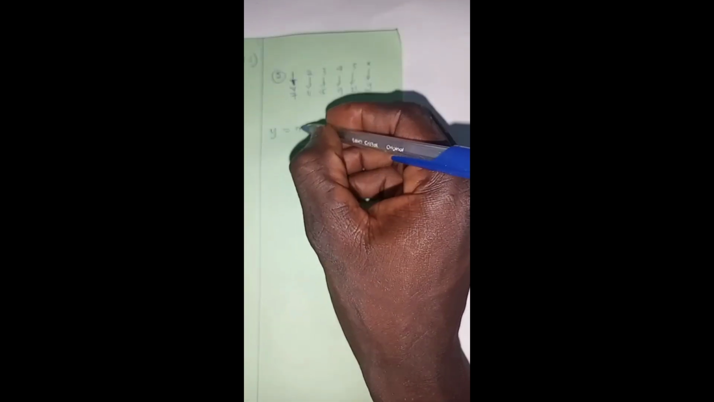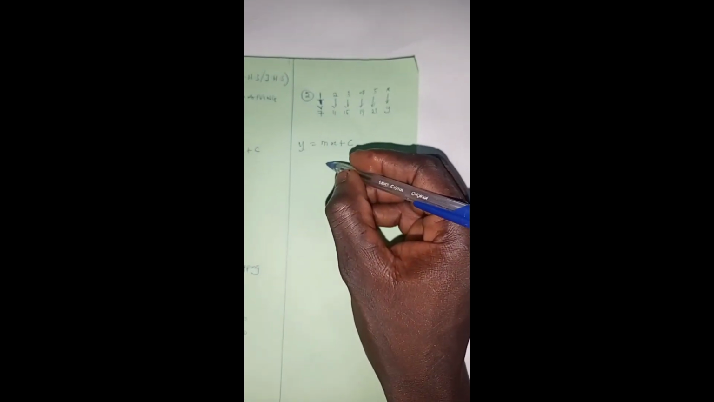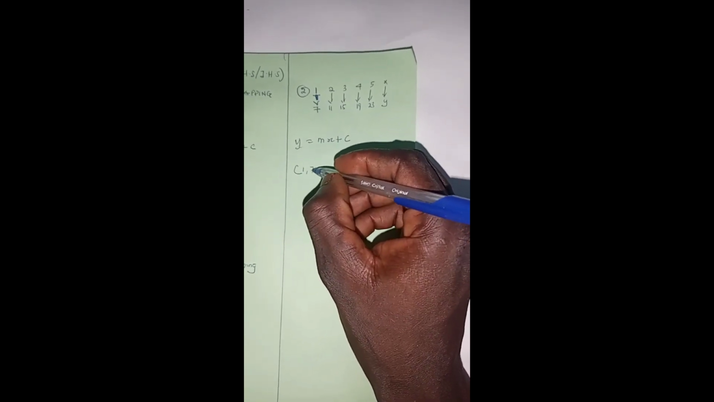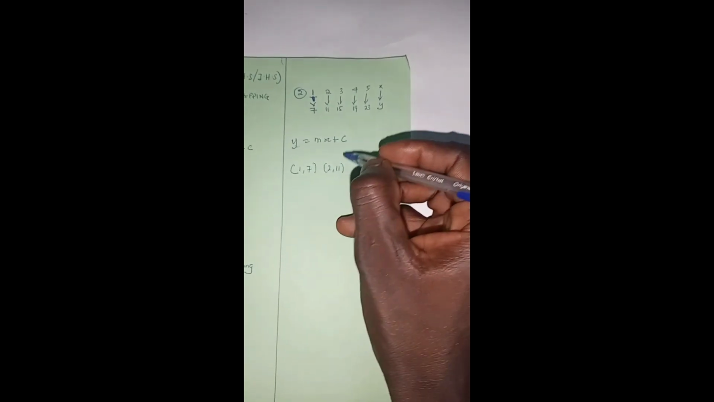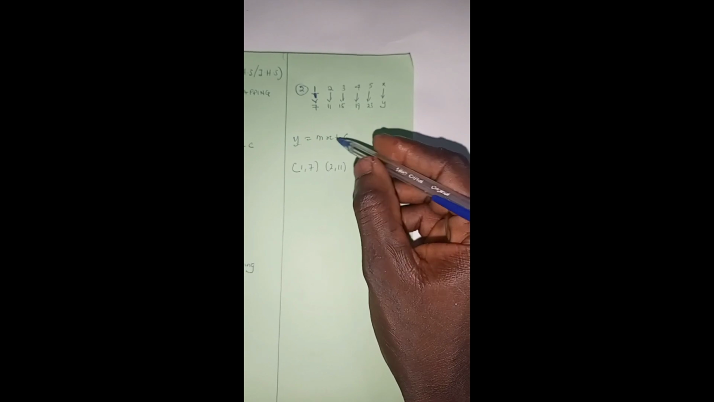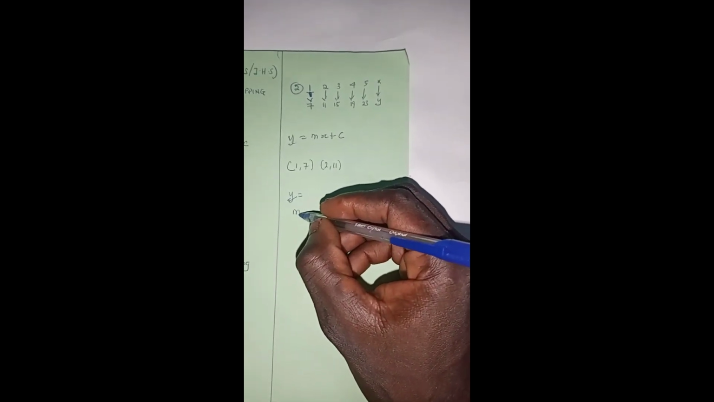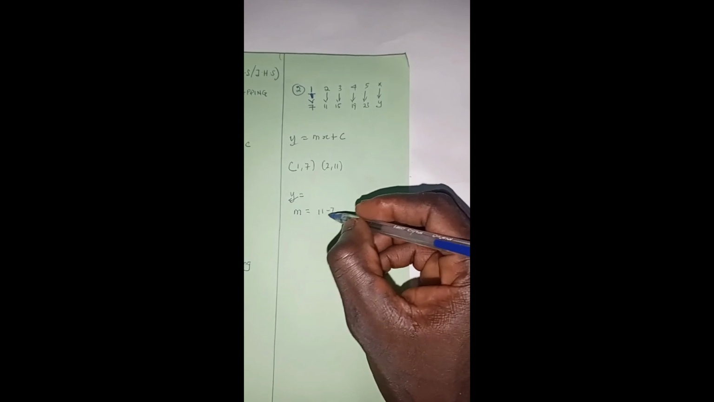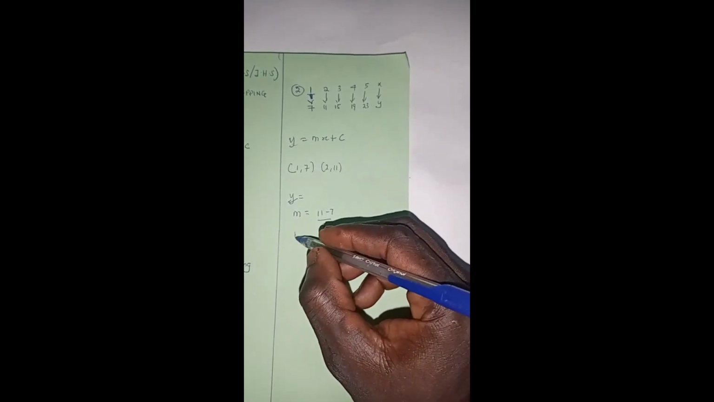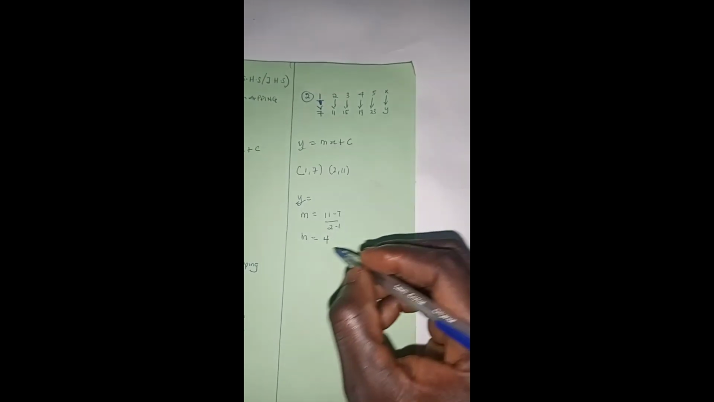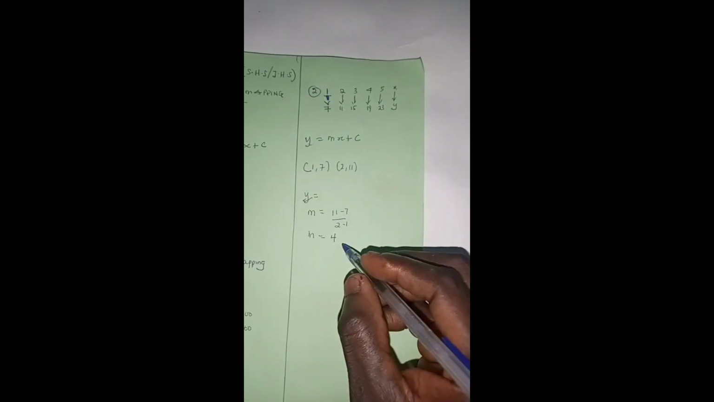So you have y is equal to mx plus c. Now we are going to find the gradient. So we are going to pick any two. So picking 1, 7, and then let's say 2, 11. Please, you can pick any other values. I'm just picking the first two. So let's look for the m. m is equal to 11 minus 7 over 2 minus 1. So our m is equal to 4. So this is the gradient. So the gradient is 4.